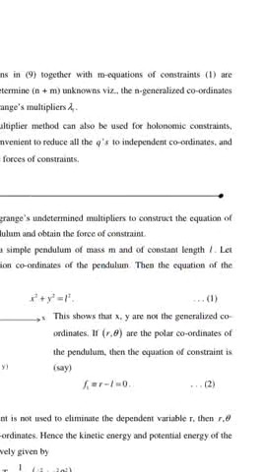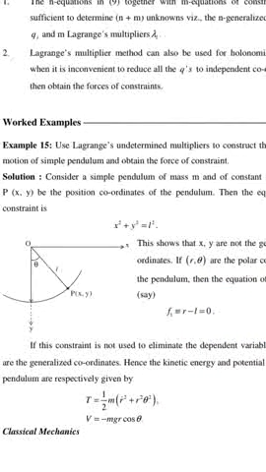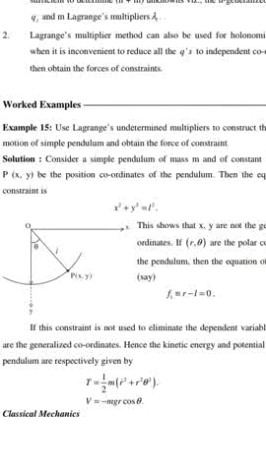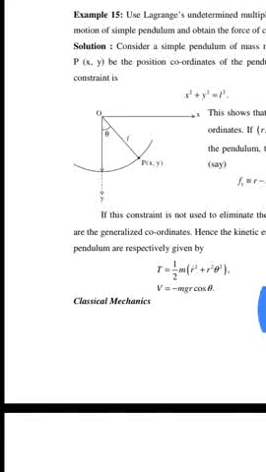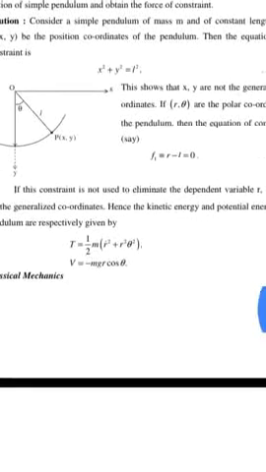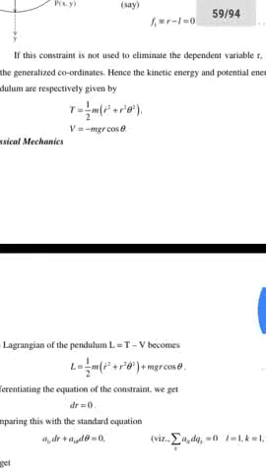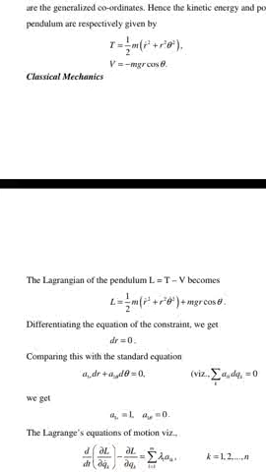Use Lagrangian undetermined multipliers to construct the equations of motion of a simple pendulum and obtain the force of constraint. Now see here, in the simple pendulum one end is fixed and the other end is fastened, and we know that f(r) is equal to r minus l equal to 0. If the constraint is not used to eliminate the dependent variable r, then r and theta are the generalized coordinates. Hence the kinetic energy is T equal to 1 by 2 m times r dot square plus r square theta dot square, and V is equal to minus mgr cos theta. Now, the Lagrangian of the pendulum is L equal to T minus V. Therefore L is equal to 1 by 2 m times r dot square plus r square theta dot square plus mgr cos theta.